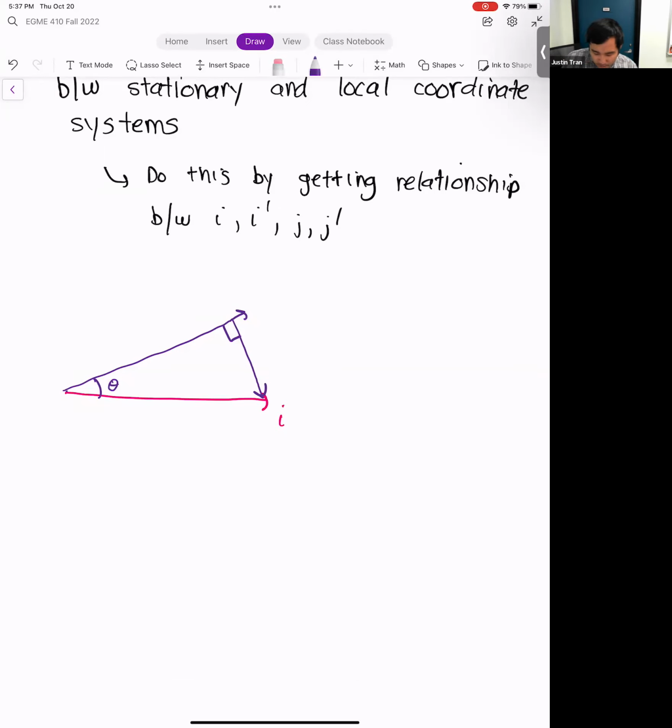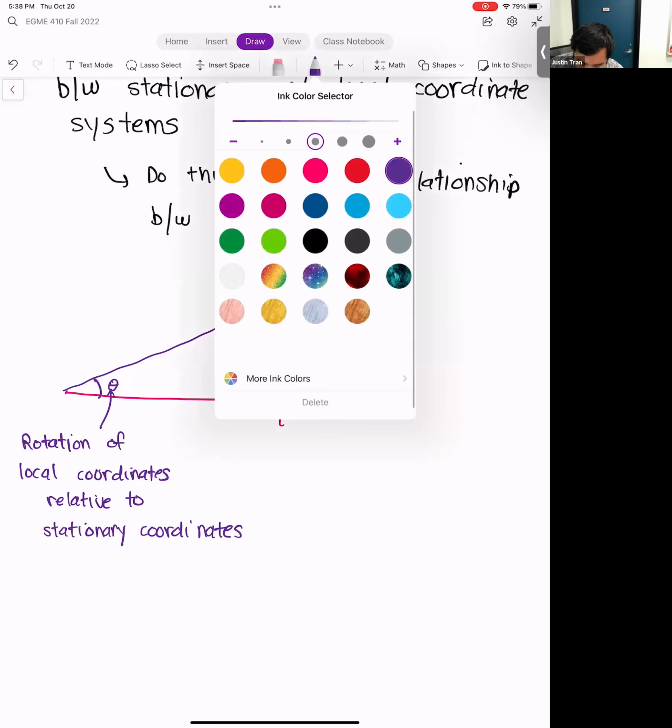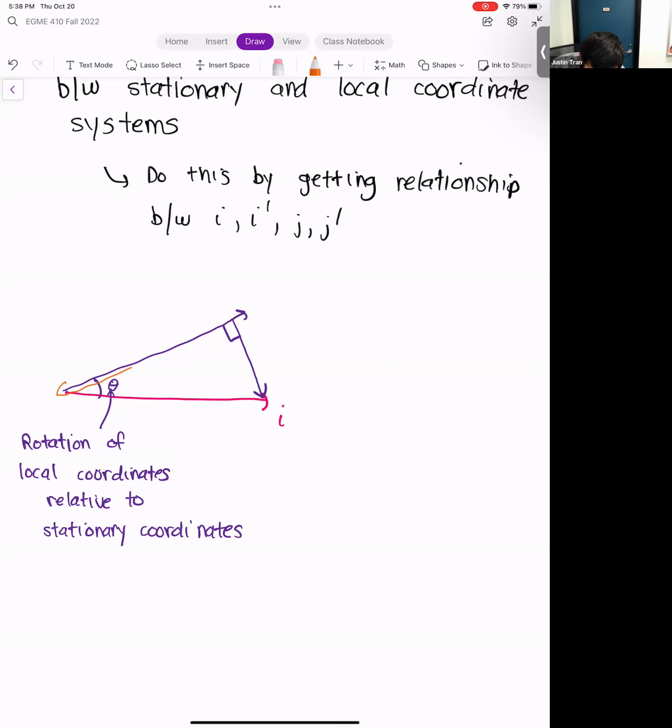Okay. And the angle at which I drew this is going to be the angle theta. Okay. Remember, the angle theta is the amount of rotation that our local coordinate system has relative to the stationary coordinates. Okay. And so what this means is that this leg of the triangle is pointing in the I prime direction.